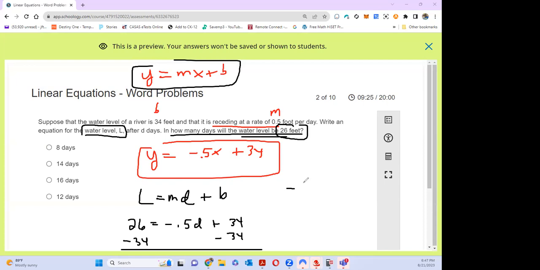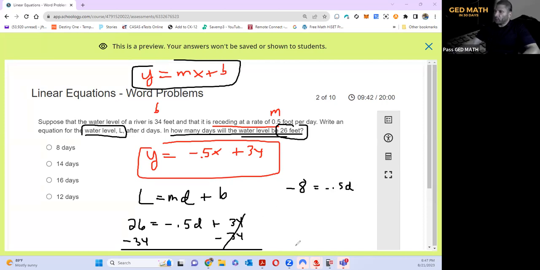Minus 26. If you can't do it in your head, use your calculator. What is 26 minus 34? Minus 34 will give you a negative 8. Negative 8 equals negative 0.5D. The 34 is canceled.